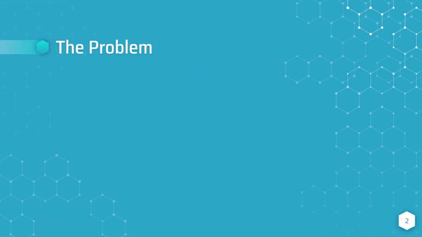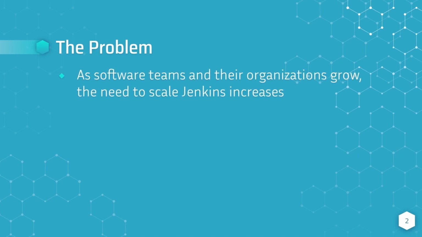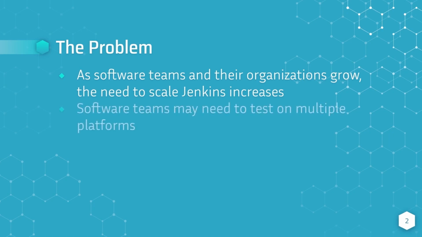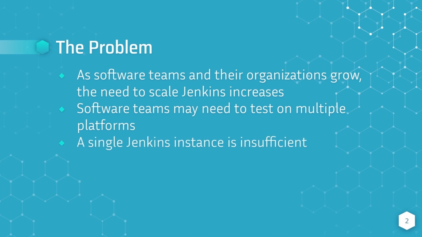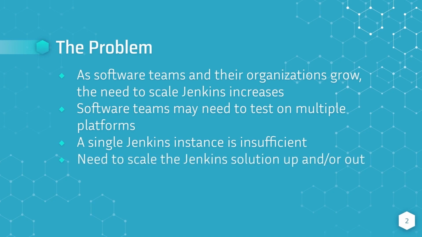And before I walk you through the configuration steps, I first want to discuss the problem that we're trying to solve. As software teams and their organizations grow, so does the need to scale Jenkins. In addition, software teams may need to build and test software on multiple platforms, like Windows, Mac OS, and Linux. And a single Jenkins instance will likely be unable to meet these requirements. In order to meet these requirements, we must scale Jenkins up and/or out.